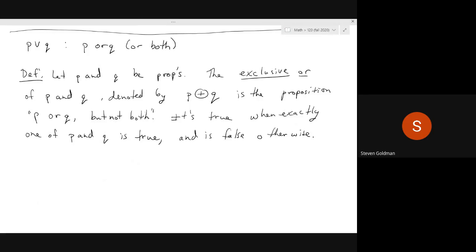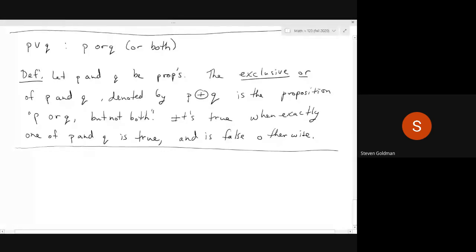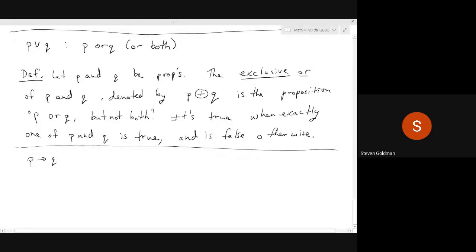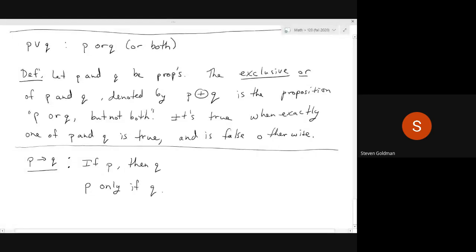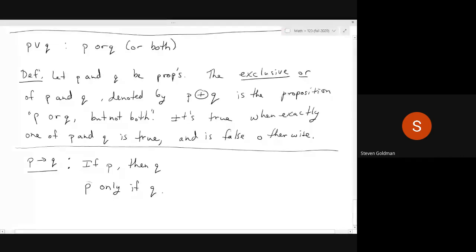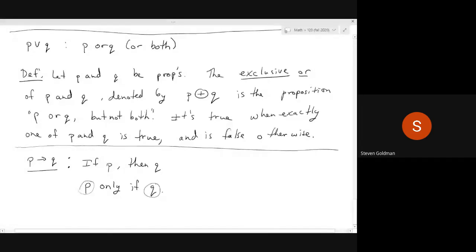Okay, so somebody was asking in the comment section, last time we said for conditional statements, if I have a conditional statement, if P then Q, there are a couple of different ways you could express this in English. The standard way is to say if P then Q. Another way of saying this in English would be to write it as P only if Q. These two things in English mean the same thing. In the sentence P only if Q, the P is the hypothesis and the Q is the conclusion.